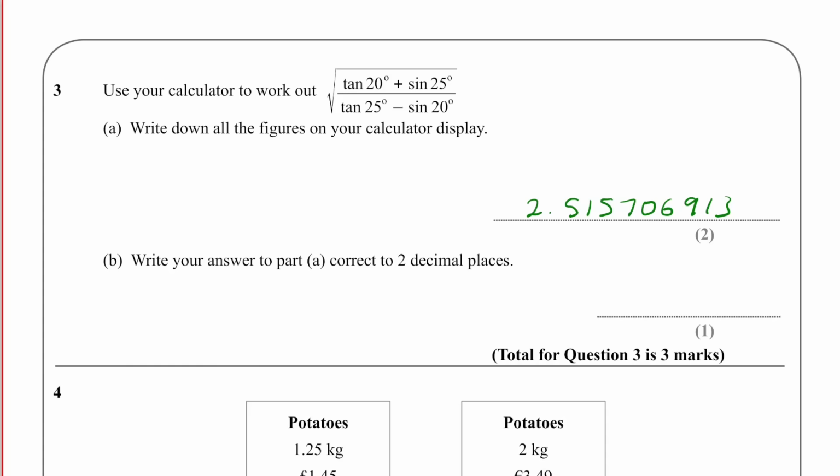And write your answer correct to 2 decimal places. So the number after the second decimal place is a 5, so it rounds it up, 2.52.